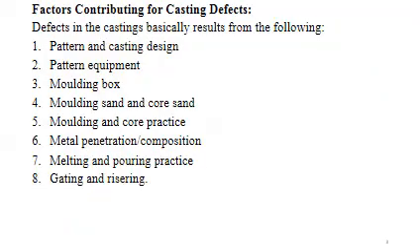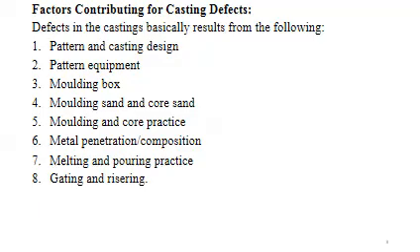Now, the factors contributing to casting defects. What are the factors? Casting defects basically result from the following. The first important point is pattern and casting design. According to the drawing, you have to prepare the pattern and casting design. This is very important. Second is pattern equipment. Third is the molding box. There are two boxes in molding, which we already discussed: one is the cope box and the other is the drag box.